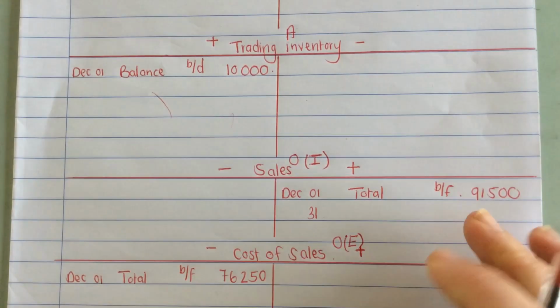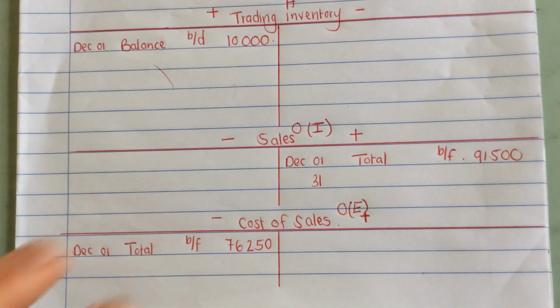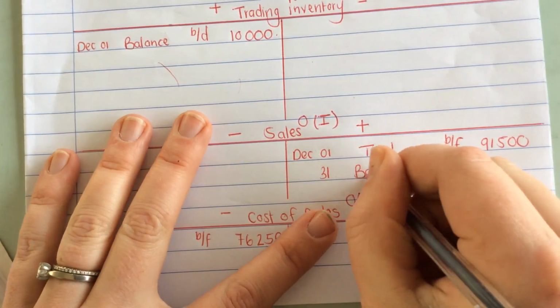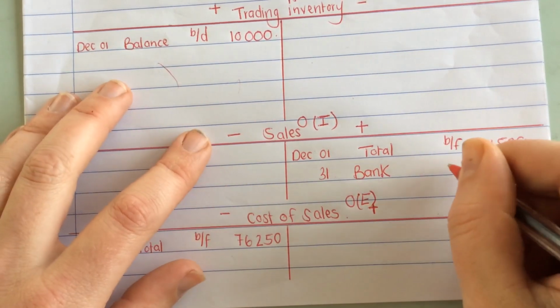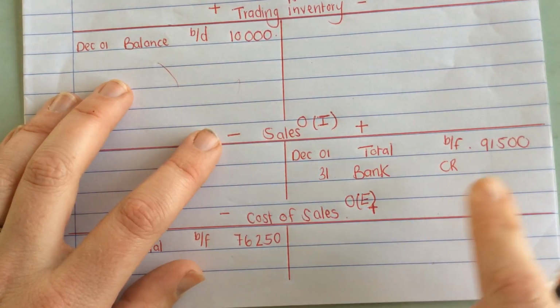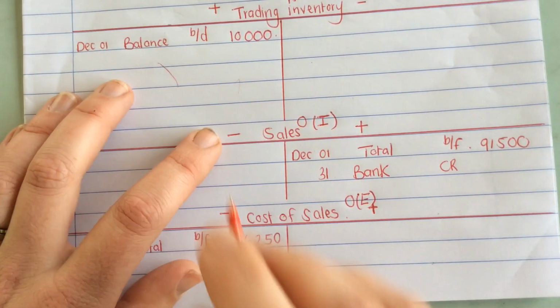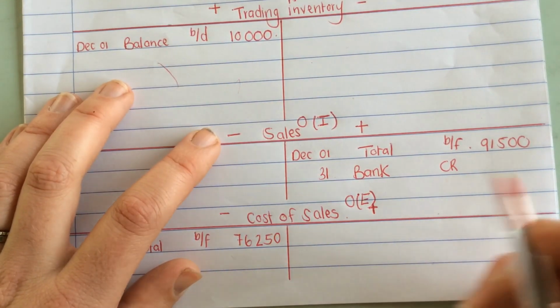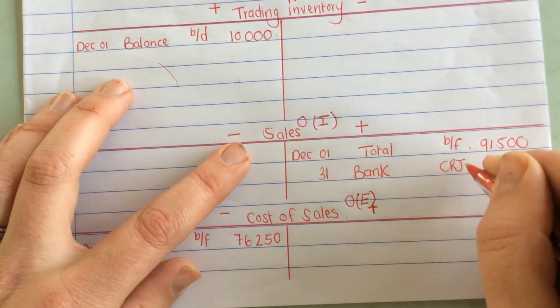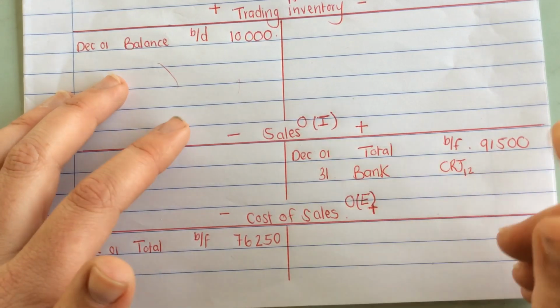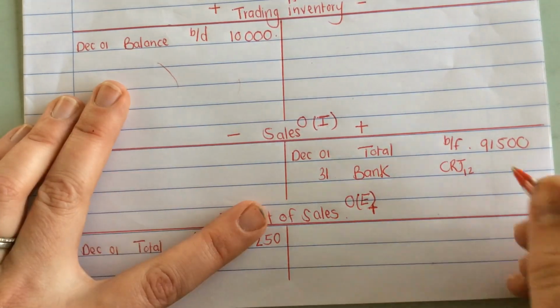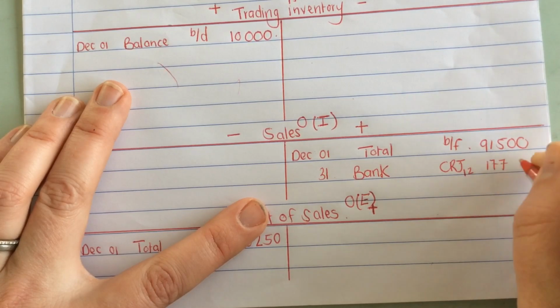December the 31st. What are you going to write in details? In details you write bank, because this amount that I'm writing in here is part of the total that's in bank. Okay, so this is where I put this money. CRJ 12, and the amount for sales was 1770.